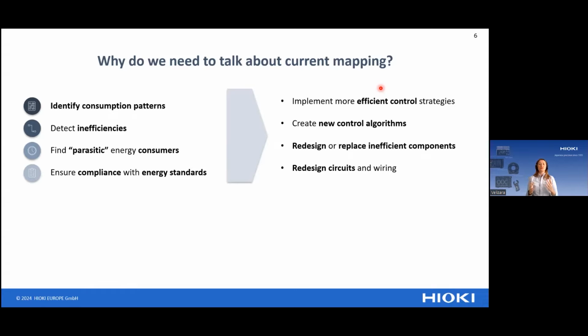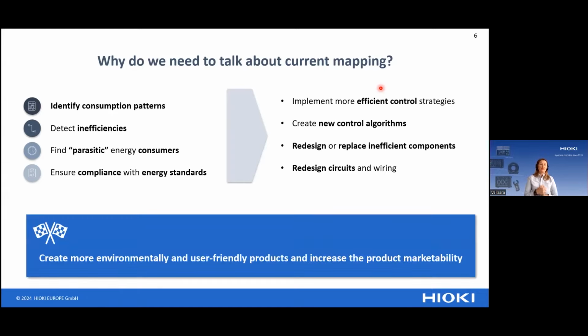So this could also be something that could be used as an efficient control for the thermal management of a system. Of course, there are more straightforward solutions like redesigning or replacing inefficient components, also possible. And of course, you want to know how the current is carried from A to B, if that's also efficient. So you can also look into redesigning circuits and wiring within the system. The final goal is to create more environmentally and user-friendly products, which have higher sales potential in the end.